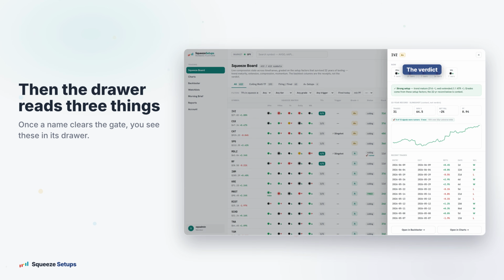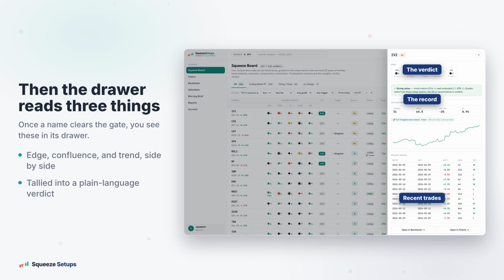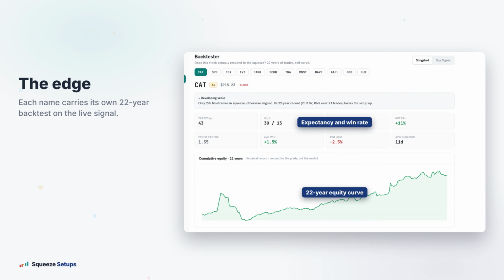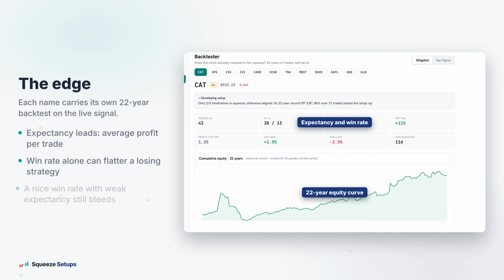Now, once a name clears that gate, the platform then reads a few different things, and you can see these directly inside of your drawer. The first is the 22-year backtest on this signal. It tells you how the strategy has performed. Is this a good strategy? Is this a bad strategy? The numbers I pay attention to are the average profit per trade and the trade expectancy. Then I pay attention to the win rate. That's because you can oftentimes have a win rate that might look nice, but the other two metrics actually show the strategy loses money, and we want to avoid those.